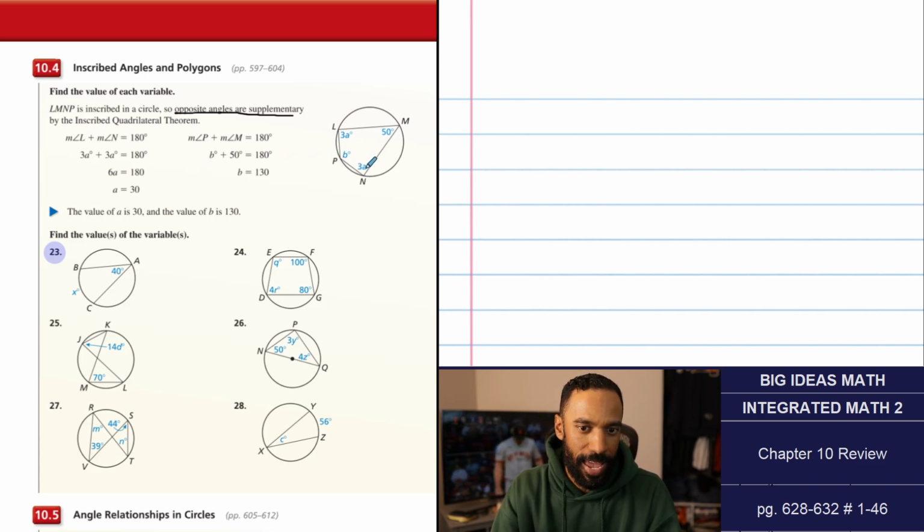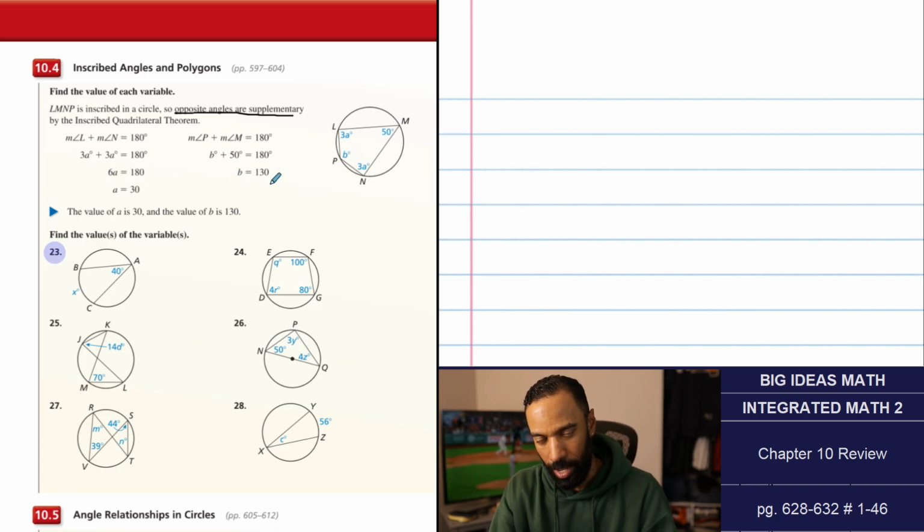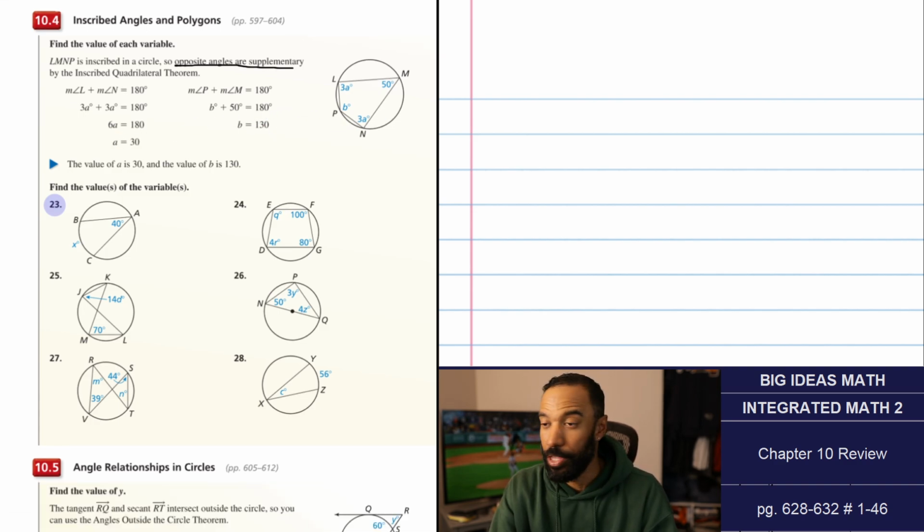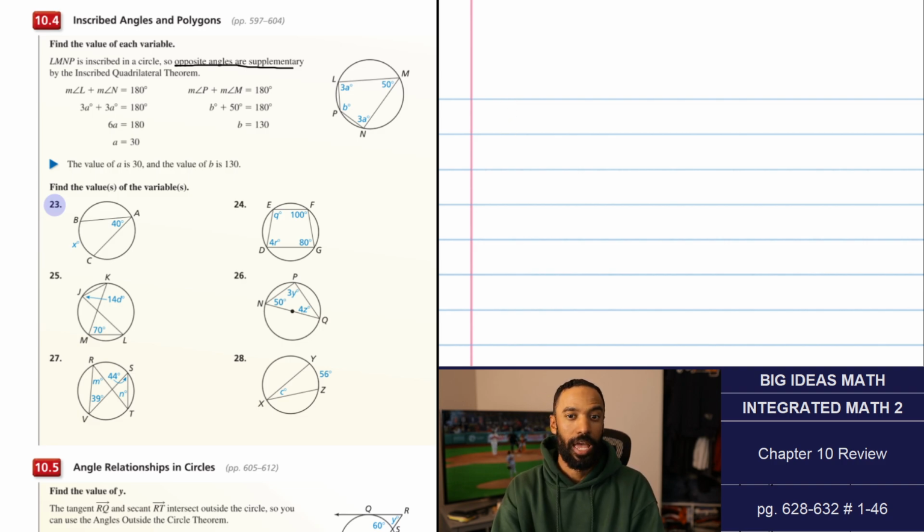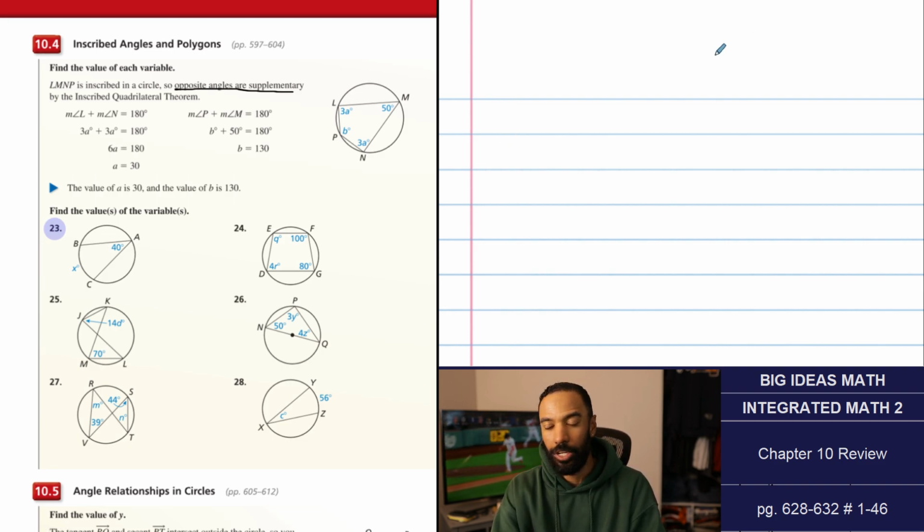So they did 3A plus 3A is 180. They solve for A, they get 30. And they do B plus 50 is 180. Solve for B, and they get 130, excuse me. And that's the example. Is that everything that's done out of section 10.4? Heck no. In fact, that's probably very little with what we talk about.